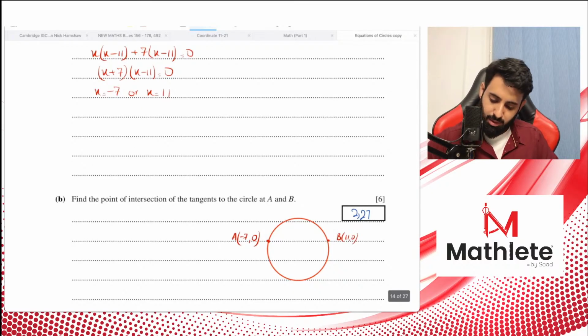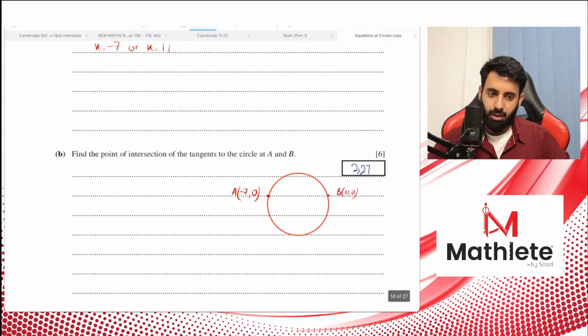Now what do you have to find? Here's what you have to find. You have to find the point of intersection of the tangents to the circle at A and B.